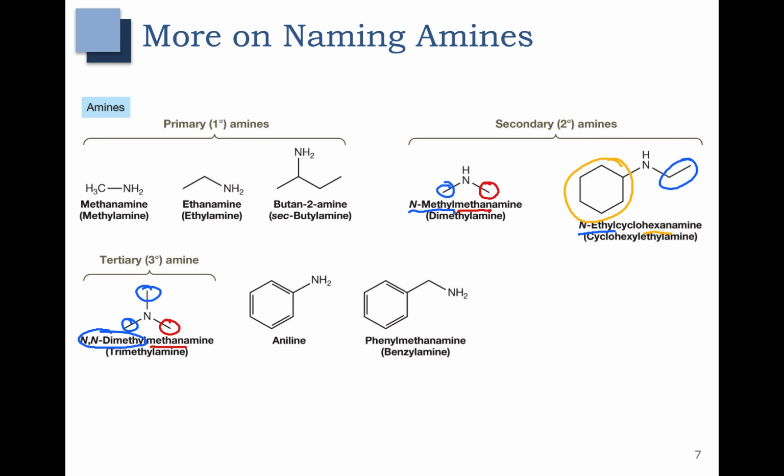It's also important to note that if you have a nitrogen attached to a benzene ring, it's referred to as an aniline. And our last example here has a methanamine with a phenyl group on it. Again, everything in parentheses here, those are all your common names. You don't have to know those. They're just helpful sometimes, especially in the lab.